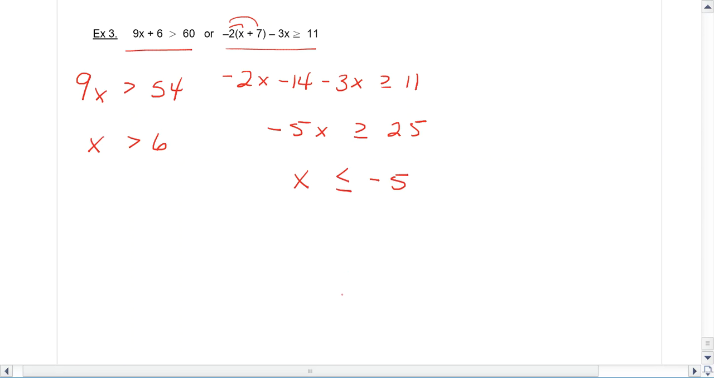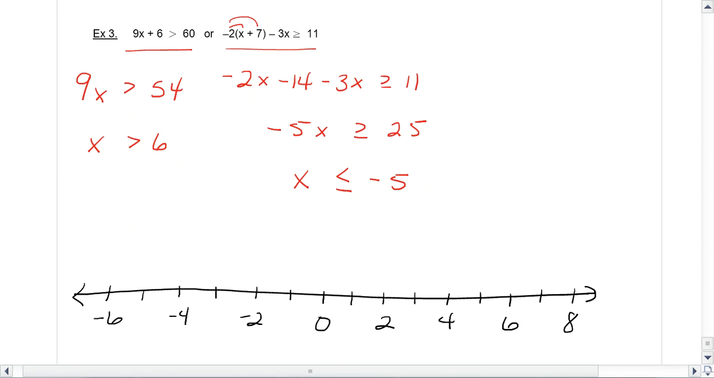So now let's graph both of these on a number line. All right, let's first graph that x is greater than 6. So we come over here to the 6, open circle because it is not included, and greater than is going off in the positive direction. X less than or equal to negative 5, coming over here to negative 5, closed circle because it does include the negative 5, and an arrow going off in the negative direction because it's less than.